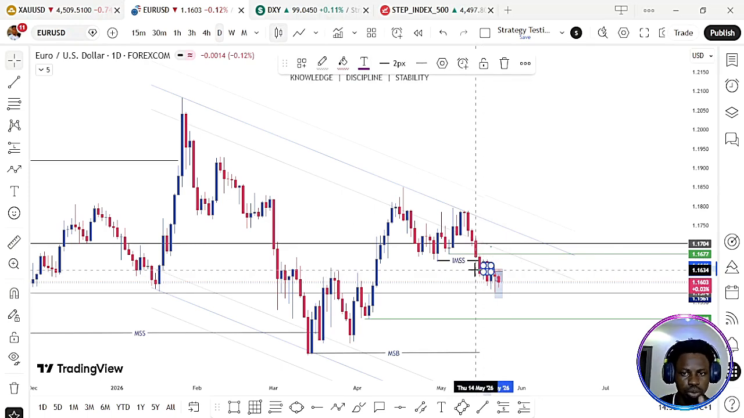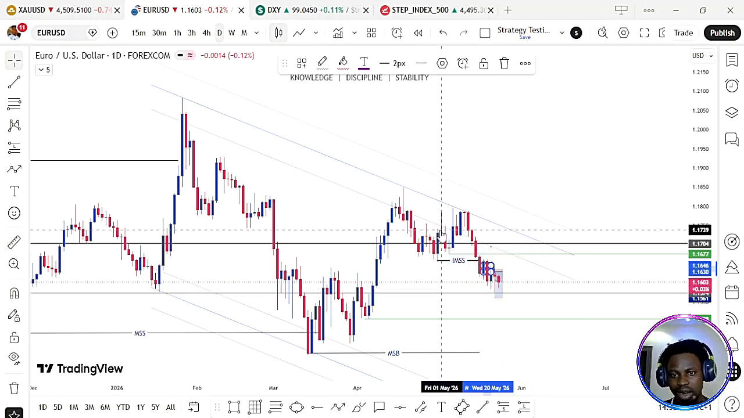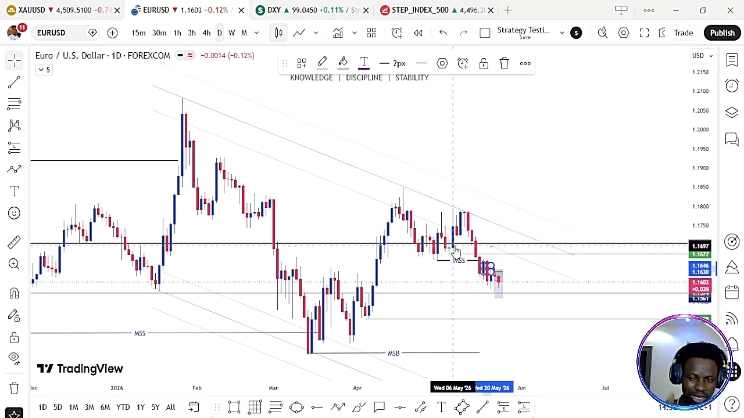Now during the previous week, we also have this new sell, which I'm going to show you how I get into on the 4H time frame, and what next I'm expecting on the USD. So now let's go to the 4H time frame.